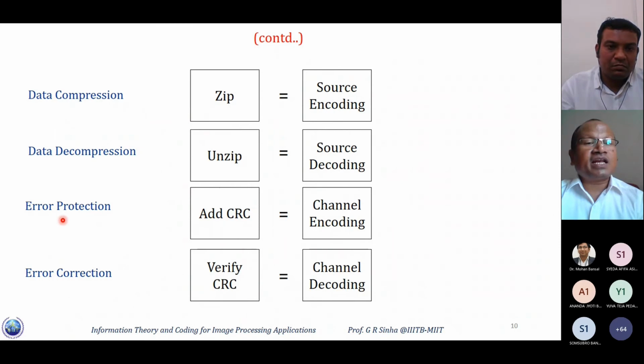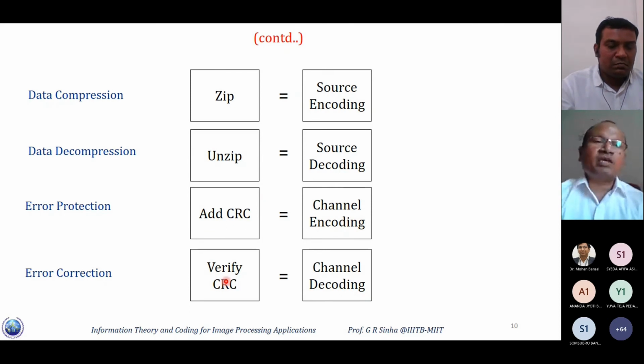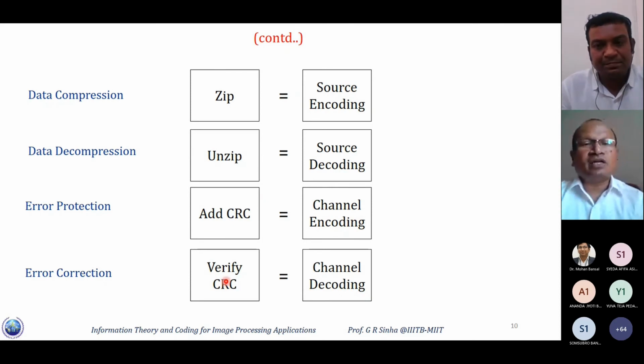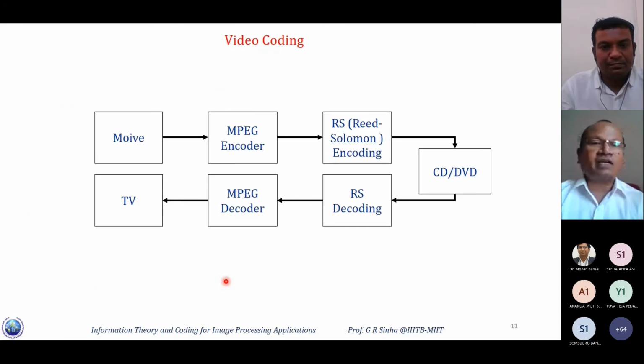Similarly, error protection, as I told you, channel coding is mainly used to find out the error while transmitting the data, to ensure error-free transmission. So therefore, error protection is given by CRC code. Therefore, that channel encoding is done, and the same kind of coding has to be done in reverse manner while receiving the data.